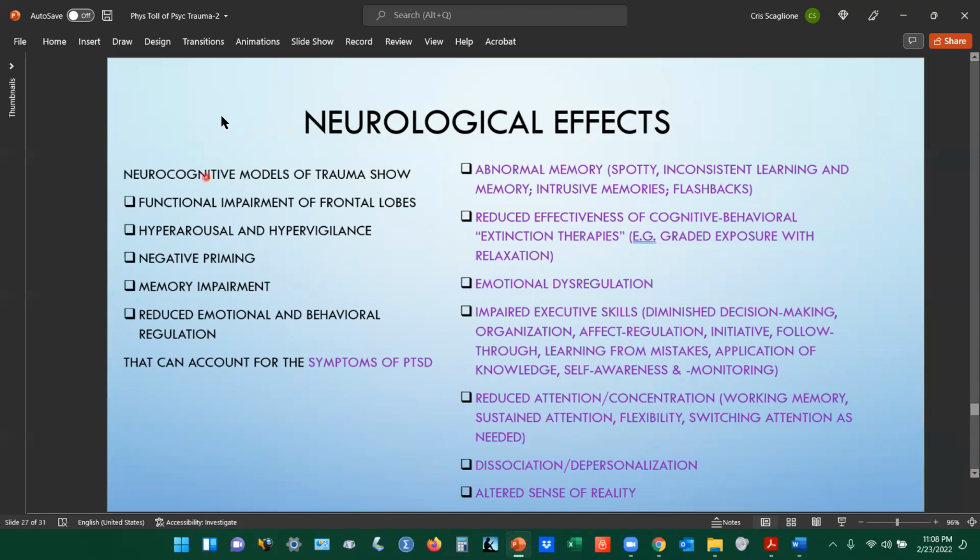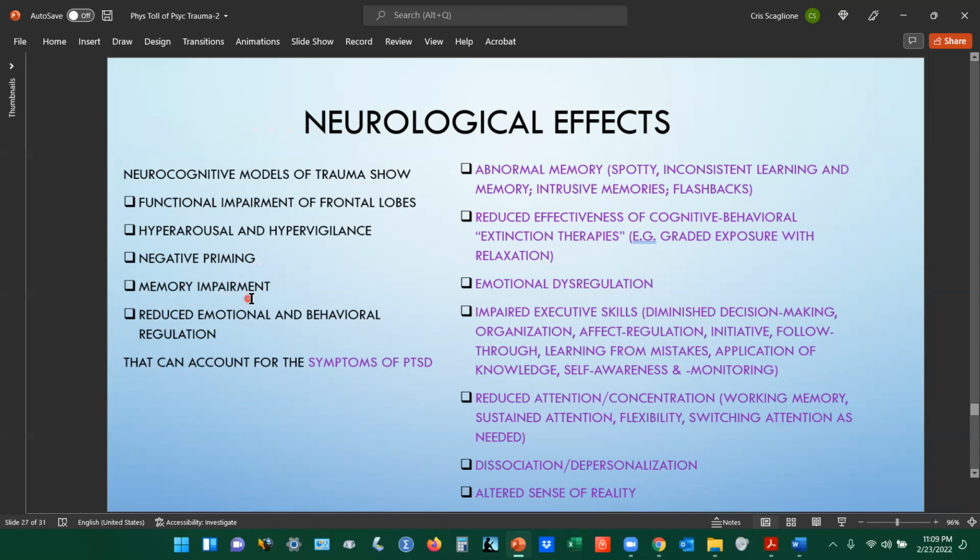So a summary of the neurological effects is that we have less functional ability of the frontal lobes to downregulate the limbic system. We end up being driven by the limbic system so that now we're hyper-aroused, we're hypervigilant. We have something called negative priming, which is we are now essentially hypersensitive to anything that's going to be negative or potentially threatening in our environment. And that's going to drive most of our cognitive processes rather than other more adaptive kinds of goals or processes.